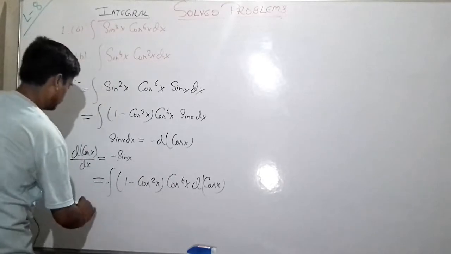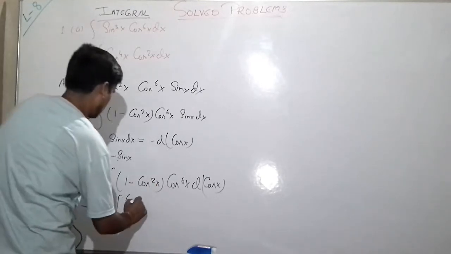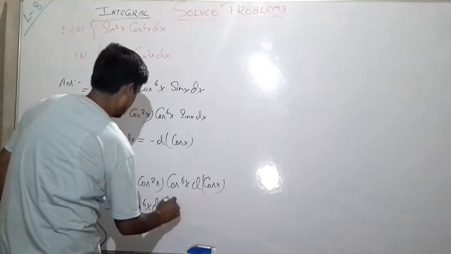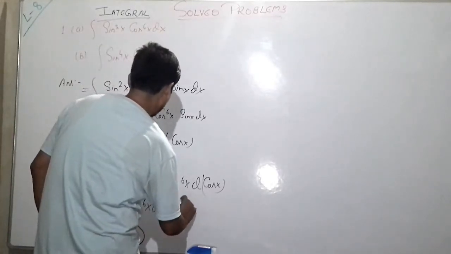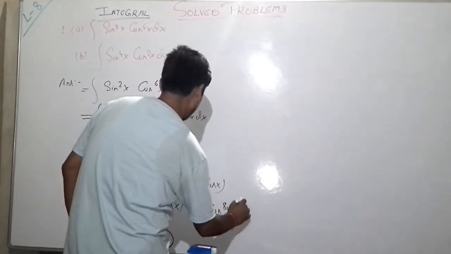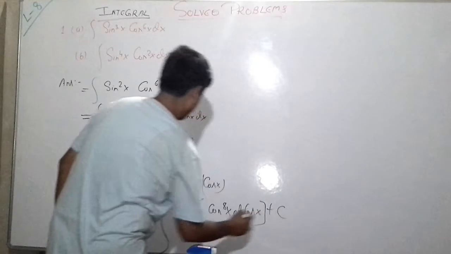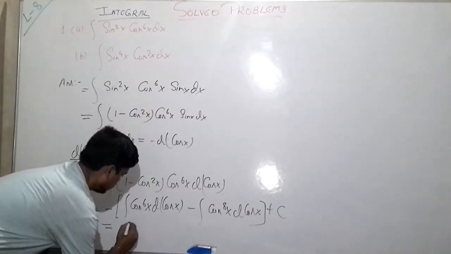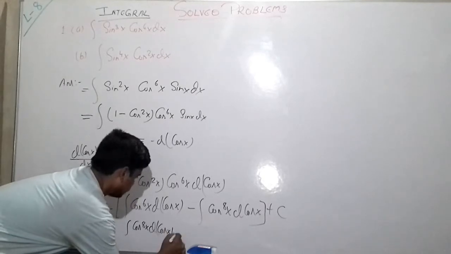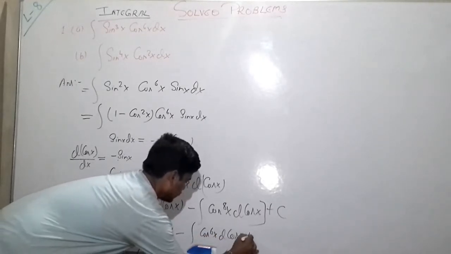Now we arrange all these terms. Minus the integral of cos to the power 6x d cos x, minus the integral of cos to the power 8x d cos x plus some constant, or the integral of cos 8x d cos x minus the integral of cos 6x d cos x plus c.